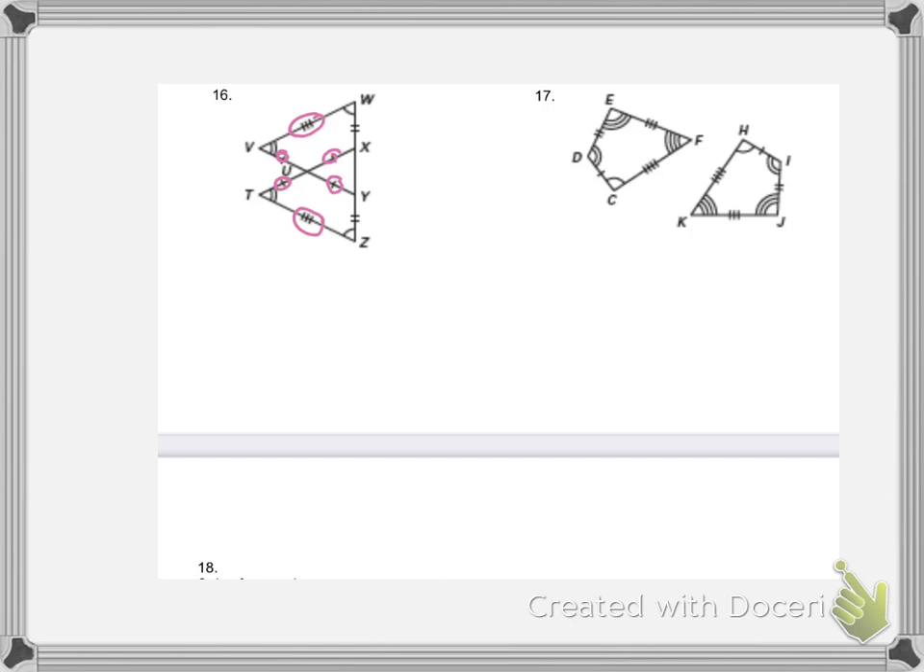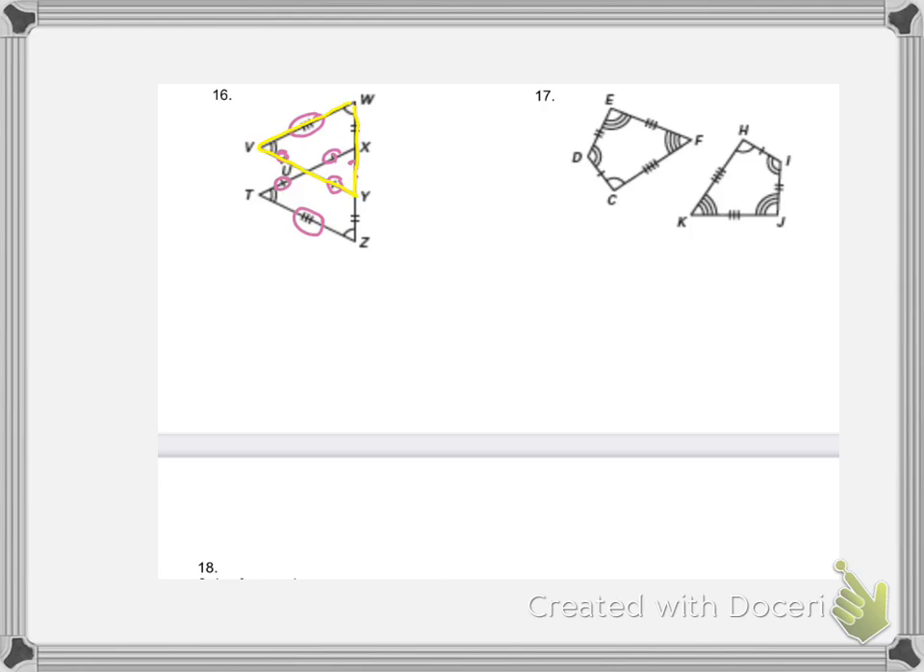I see that WY is 2 plus a mystery. I also see that XZ is 2 plus a mystery. That means they have to be the same length if you're adding the same thing to two different triangles. So let's look at this. This is my first triangle here, and then these triangles overlap.